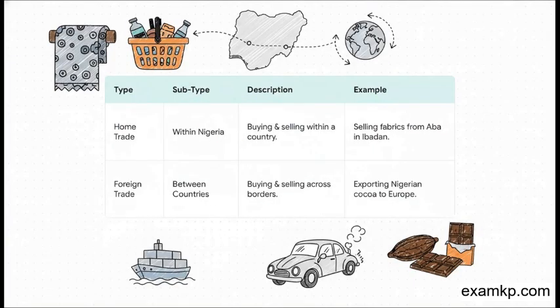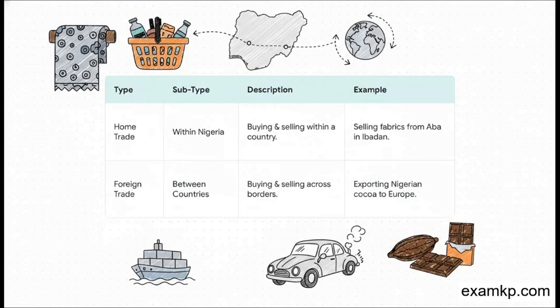Okay, so let's look at trade. It's also divided into 2 types. First, we have home trade. This is all the buying and selling that happens right here within Nigeria. A perfect example is a trader who buys those beautiful fabrics from Aba and then sells them in their shop in Ibadan. That's home trade. Then you have foreign trade, which is buying and selling across borders between countries.